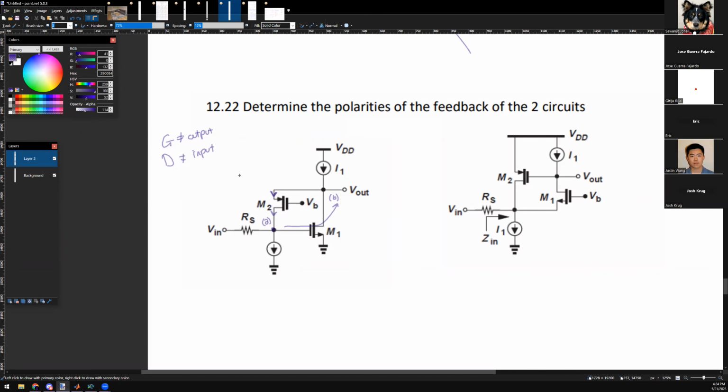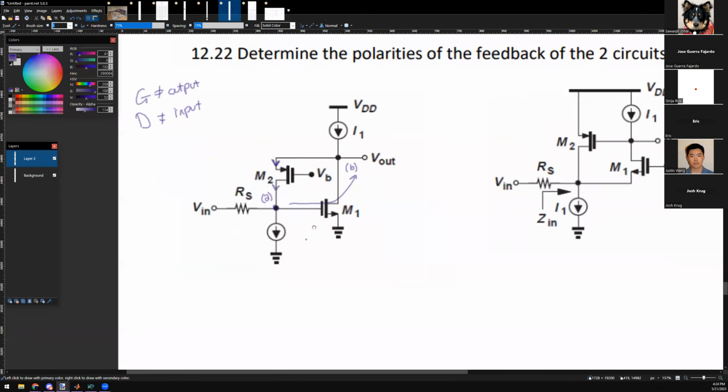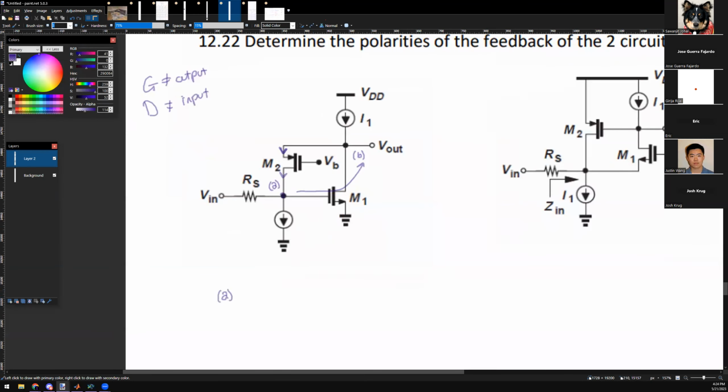Nope, it does not. Therefore, this is a legal path. It's called a common gate amplifier. So see, I have A to B to A.